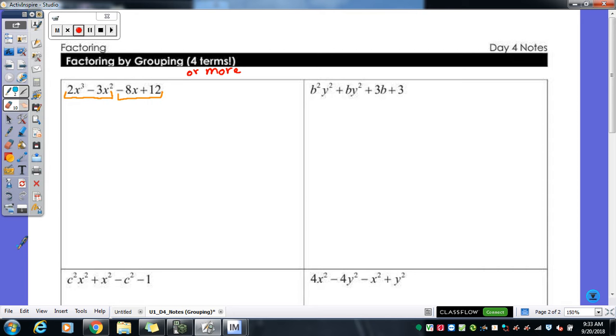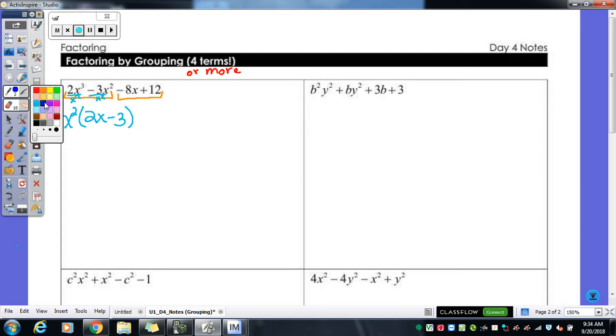X squared. So I'm going to put x squared here, set up my one set of parentheses just like we would do for all of our other GCF factoring, and then remember we divide by the x squared. So we would have 2x minus 3 in there. So GCF factoring.